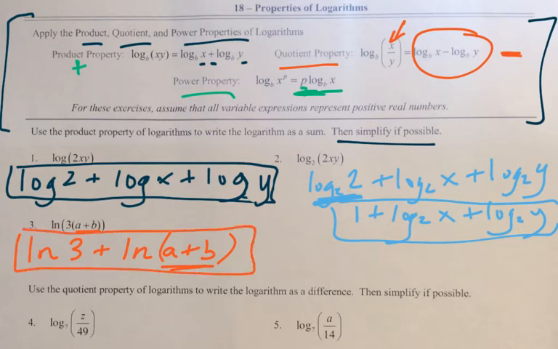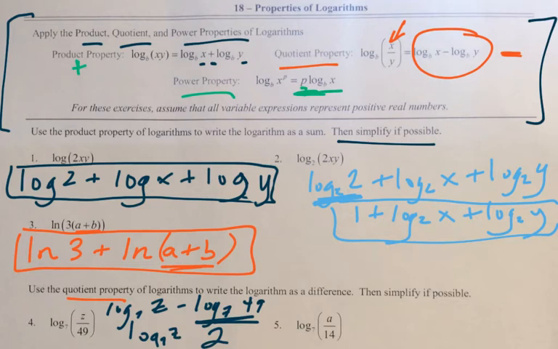Okay, so for the next part, we are going to take a look at using the quotient property to rewrite these logarithms as a difference and then simplify if possible. So for this first one, number 4, we're going to do log base 7 of z divided by 49. So we get log base 7 of z minus log base 7 of 49. But 7 to the second power equals 49. So 7 to what power is 49? This can be simplified into just being a 2. So we end up getting log base 7 of z minus 2, and that is simplified.